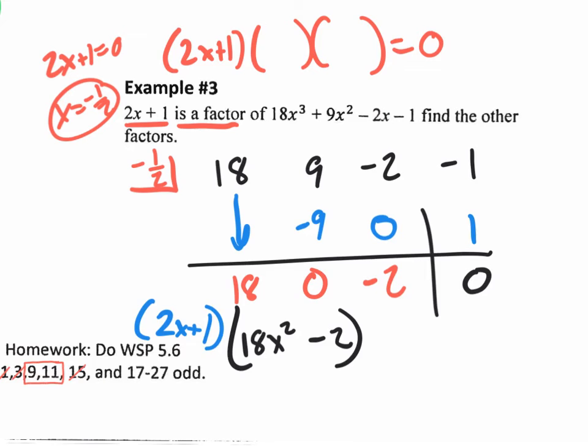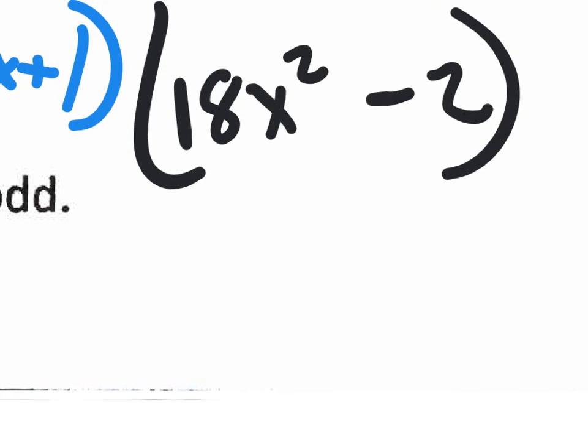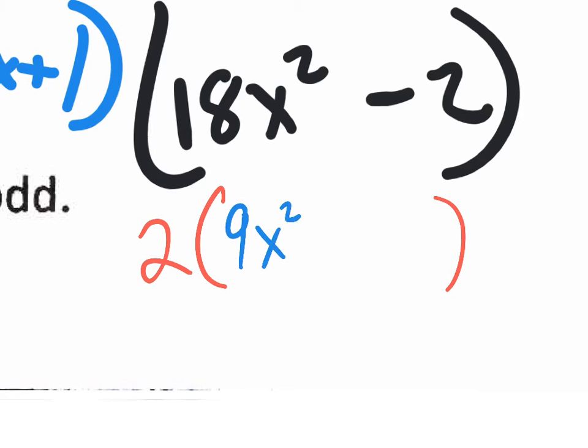So the question is, could I continue to break this down? They gave us this one. Could I continue to break this down? Yes. What is the first type of factoring you should always try? GCF. So what could you pull out? Pull out a 2. What's going to be left over on the inside? 9x squared minus 1. Could you continue factoring that difference of 2 squares quadratic binomial? Yes.